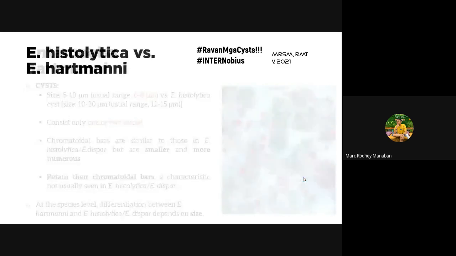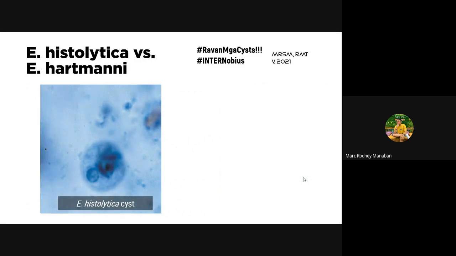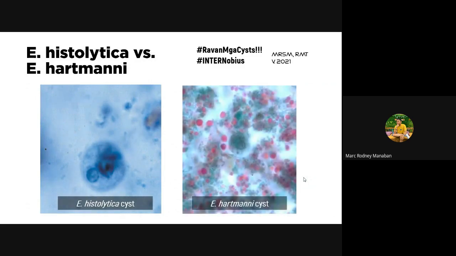Next, to differentiate the two, this is the E. hist cyst and this is the E. hartmanni cyst. Based on the picture alone, you can see that the E. hist cyst looks bigger. But it could be that the picture was zoomed, so it's important that we measure it through micrometry. They have about the same appearance, but in this particular picture, the E. histolytica happens to have chromatoidal bars. But again, sometimes they are not clear, so it's important that we use micrometry.